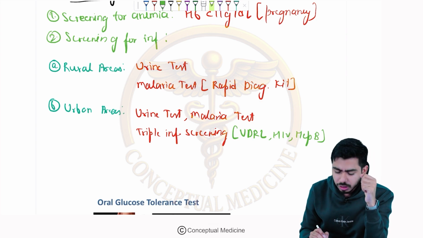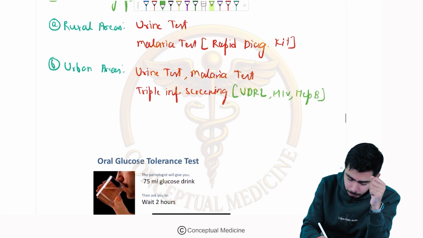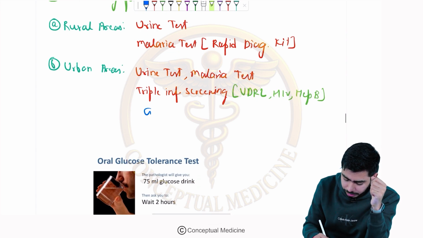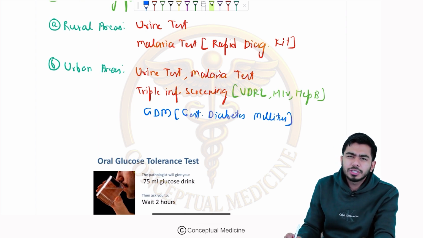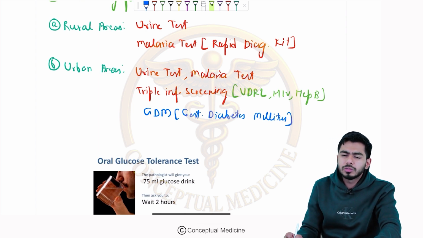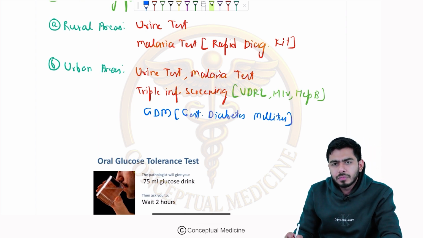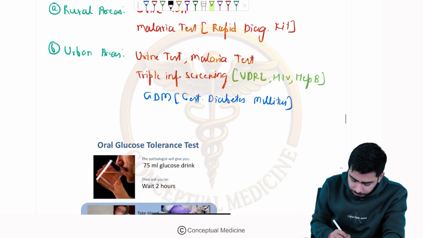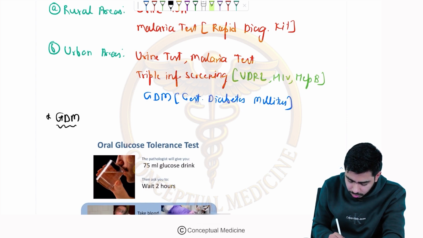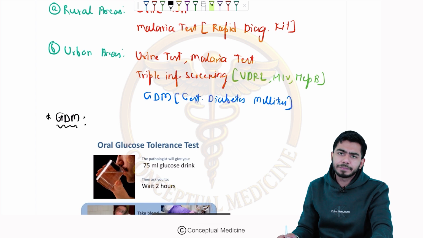Okay, then we shall be talking about something very important, that is gestational diabetes mellitus. GDM is gestational diabetes mellitus. So now let's talk about gestational diabetes mellitus. It is important for us to know about that, even if you have talked about it in obs-gynae as well. So GDM, guys, let's talk about gestational diabetes mellitus, that is the GDM.